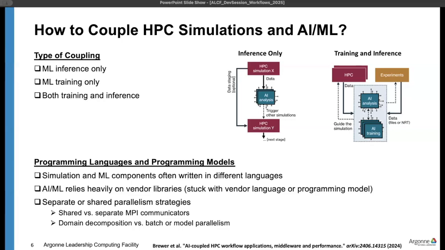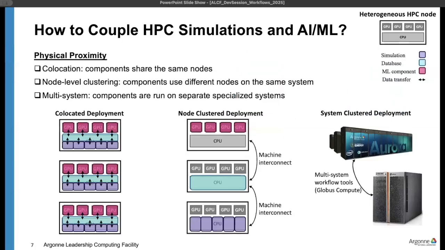Also, in terms of parallelism, something like simulation could do domain decomposition, whereas in AI, you might have batch or model parallelism, which don't always overlap. You can also think about physical proximity of your different components. And so here we introduce some terms like co-location, which is the idea that your components share the same nodes.